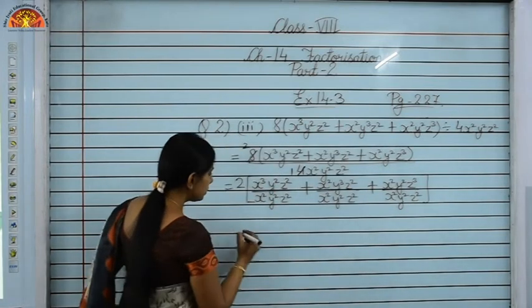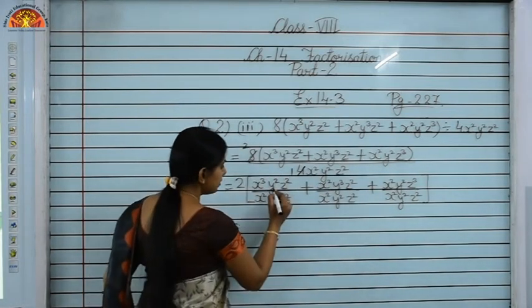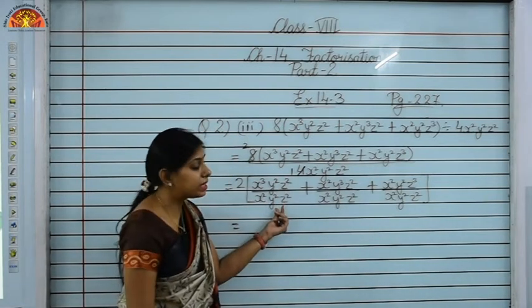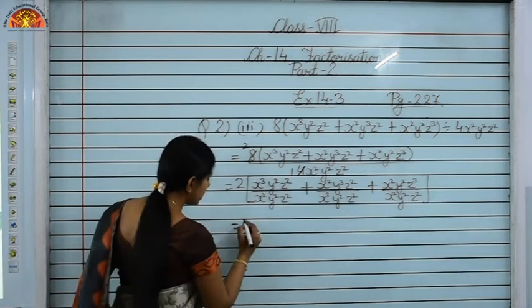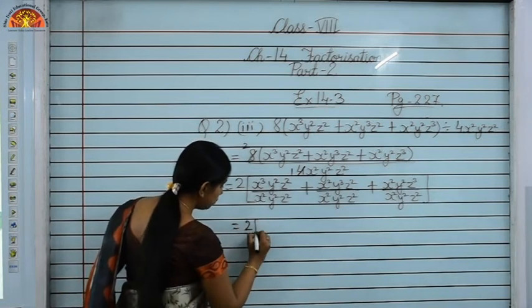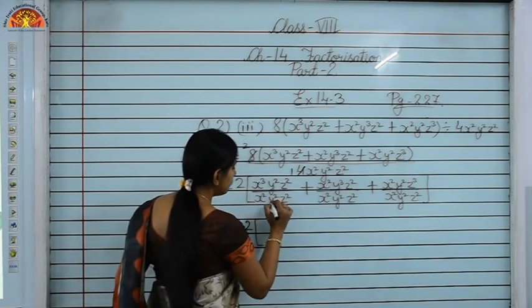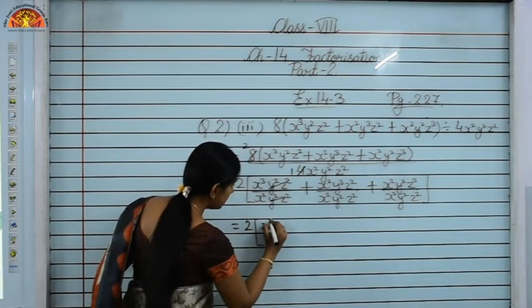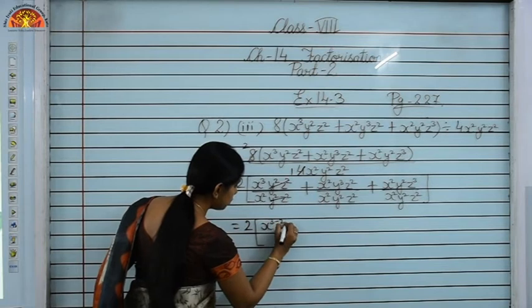Now we'll just carry out the division. So you can see here it is also in the numerator y square z square and in the denominator also there is y square z square. So you can cut it. So 2 into, you can see y square z square, y square z square. So what will remain here? That is x cube minus 2.